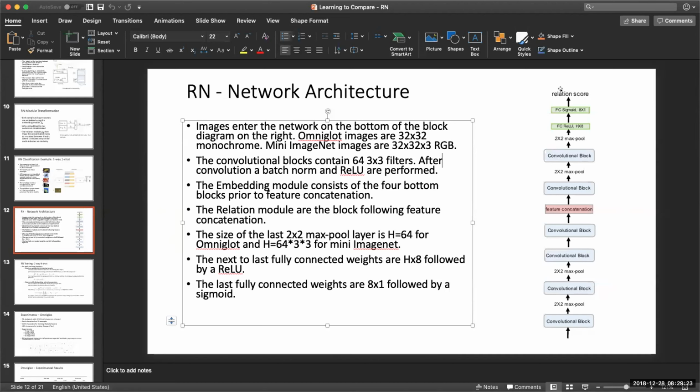So this relation score is a scalar, and you can see how this final fully connected network is only 8 units, and it has a sigmoid output, so that will map the inputs to 0 to 1. Whereas the layer before that is also fully connected, but it uses the rectified linear unit.